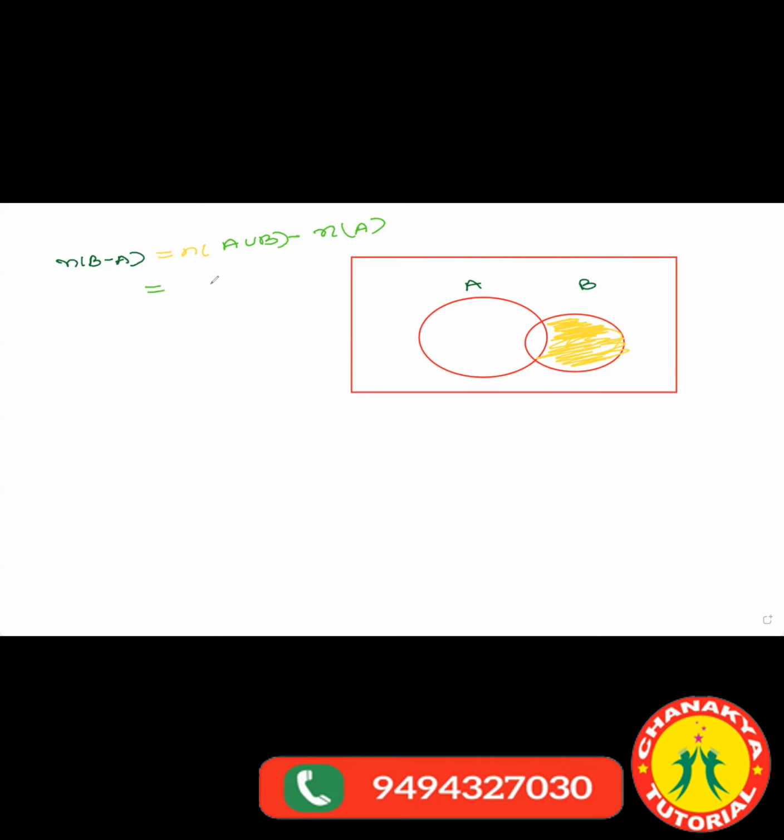Or what can I write? If I am subtracting this A intersection B from the B set, the number of elements in B minus the number of elements of A intersection B. If we subtract this portion from this whole B part, you will get only this yellow part, and this is your B minus A only. Right? Understood, or is there any doubt?